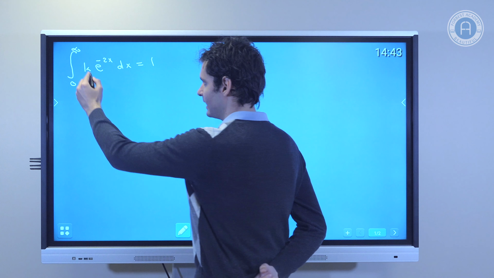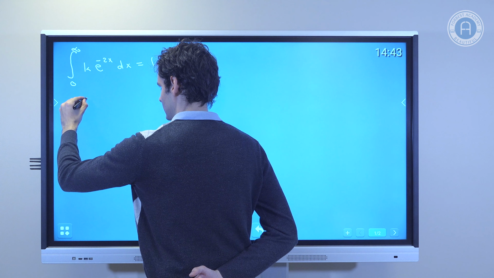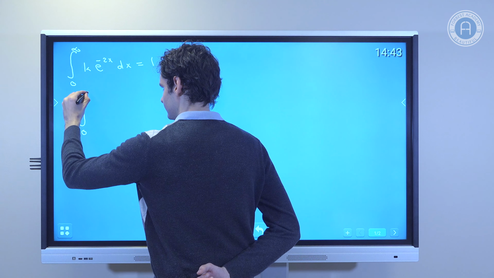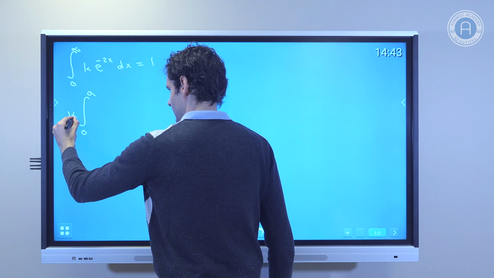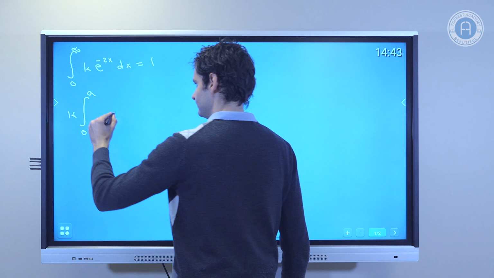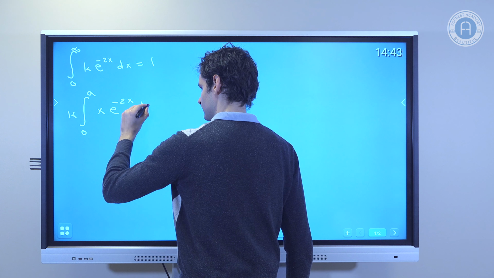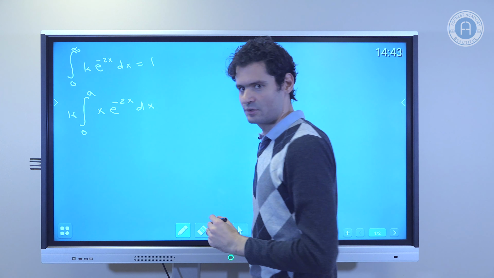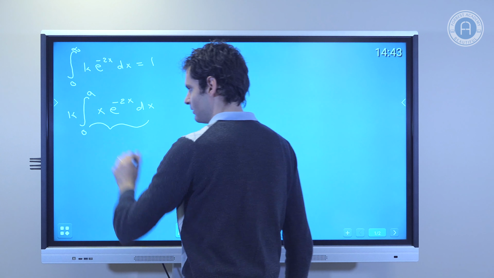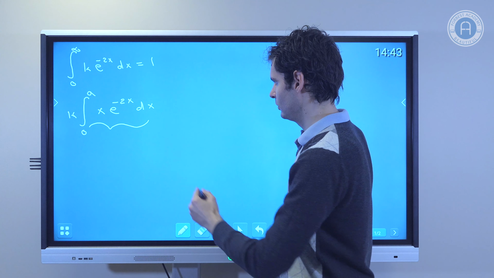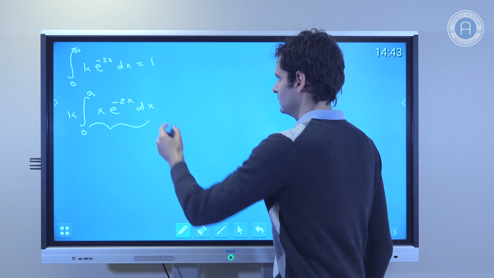So first of all, let's consider the integral with a finite limit. Let's say a. K is a constant, so I can pull it out of the integral. And let's just look at the integral itself. Forget about k for the moment. So how do we evaluate this? We can actually integrate this by parts.